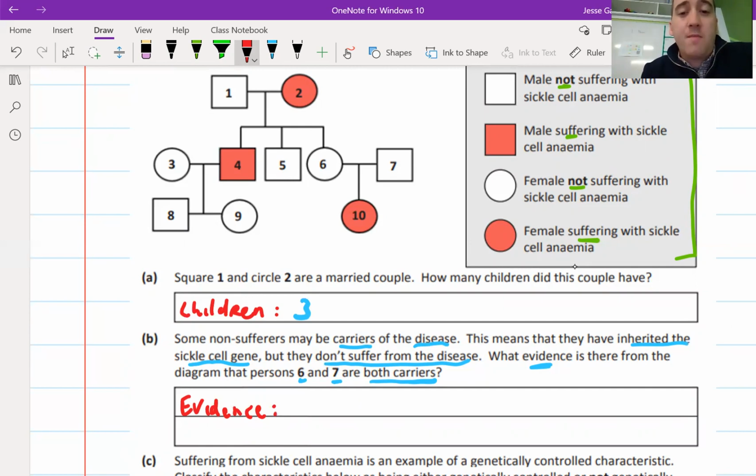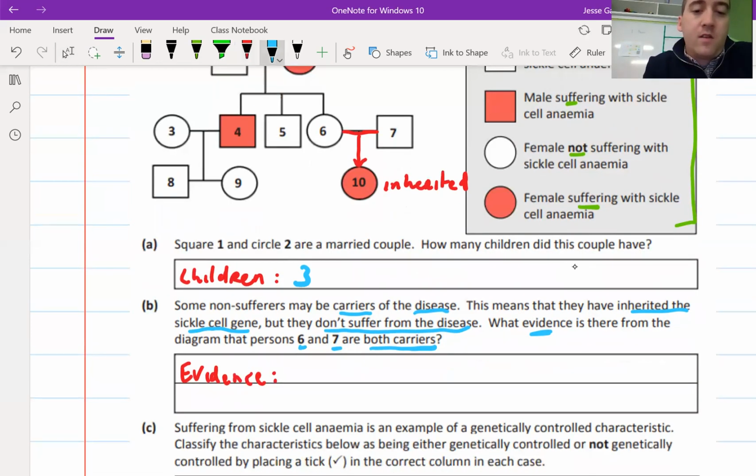Well, the evidence for me is that when 6 and 7 reproduce, their child has sickle cell anemia. So we know that it's an inherited disease. If the child inherited it, they had to get the genes from their parents. So the parents, even though they weren't sufferers, must have been carrying the sickle cell gene. So that's your evidence: the child suffers from the disease. Hopefully that's pretty straightforward.